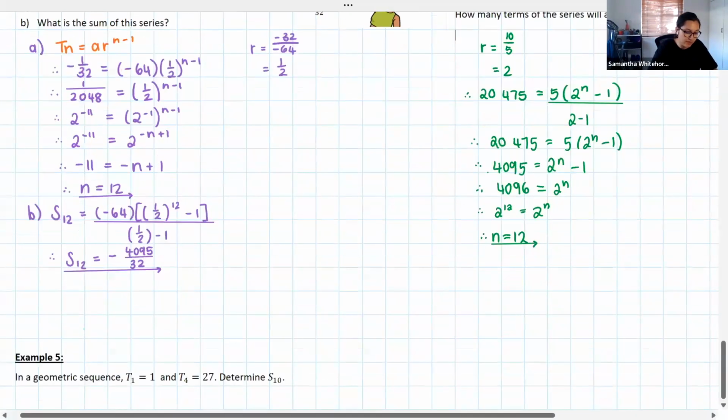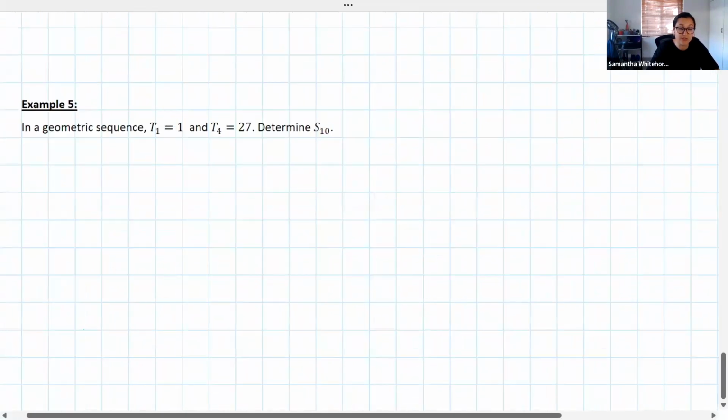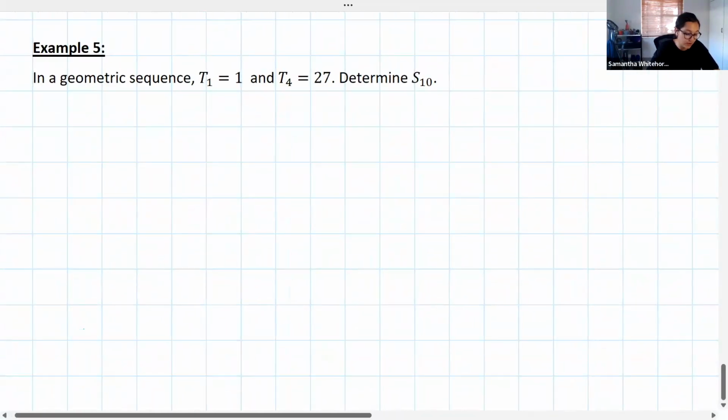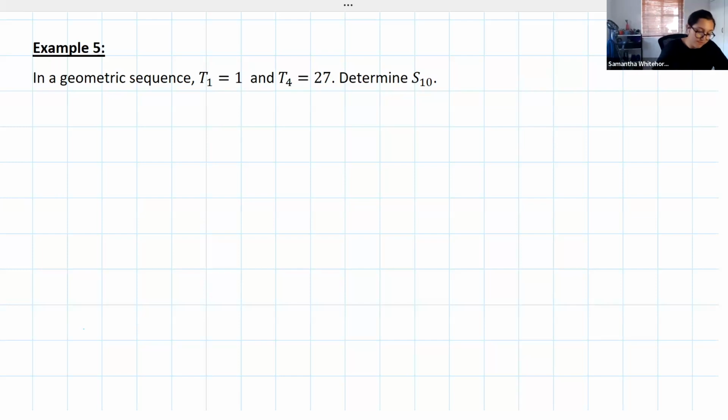Okay, so if we have a look at example 5, this one's a little bit different. We again need to read our questions really carefully so that we actually know what's going on here. The question says, in a geometric sequence, so it's telling us exactly what the sequence is, T1, so term 1, is equal to 1, and T4, term 4, is equal to 27. Determine the sum of the first 10 terms.